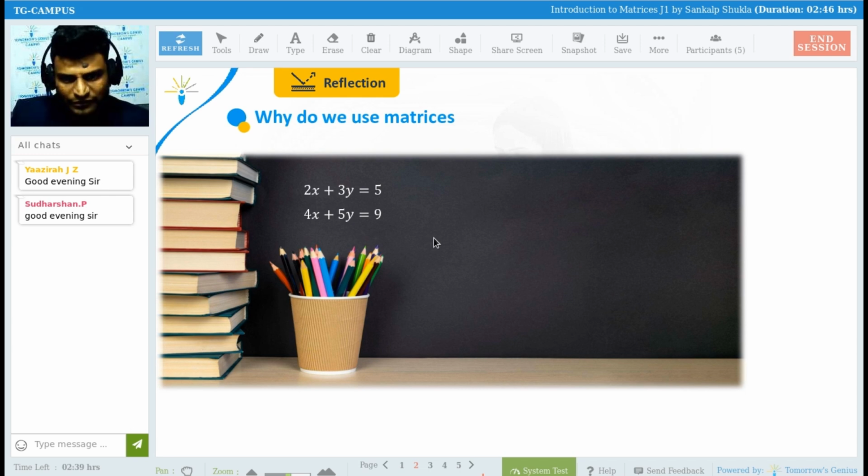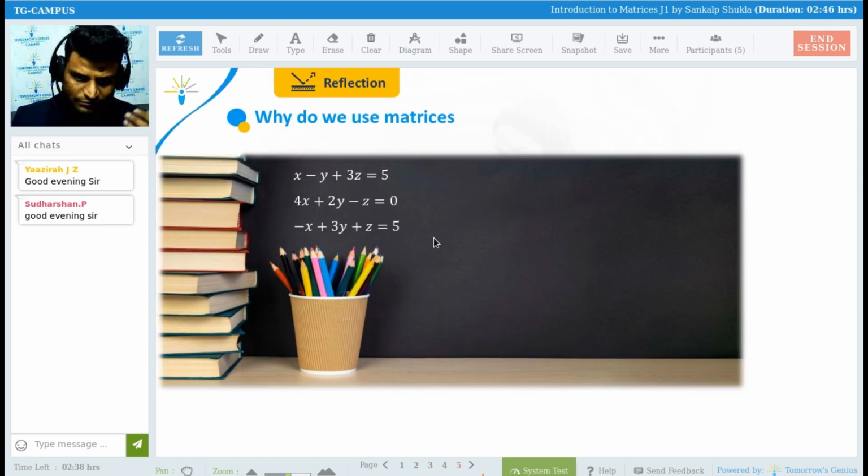Suppose there are two linear equations in two variables: 2x plus 3y equals 5, and 4x plus 5y equals 9. You can solve this system. Each one of you is able to, because two equations and two variables are there, and you know the tricks, elimination and substitution. But what if we introduce one more equation?